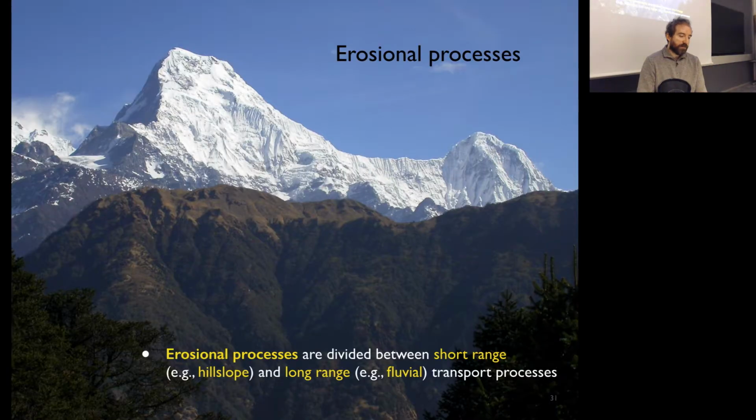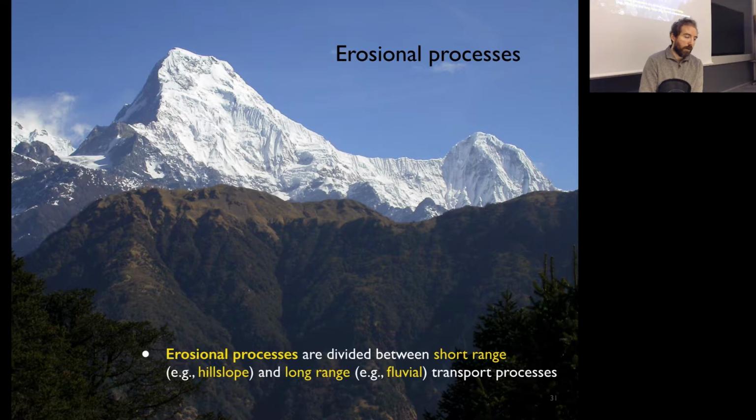When we talk about erosional processes, we can subdivide things into two different classes, starting with short-range erosion processes. These are things that are moving sediment over relatively small length scales, typically hundreds of meters to maybe kilometers. And this is stuff that's basically happening on a hill slope.